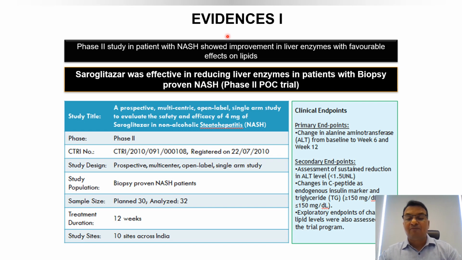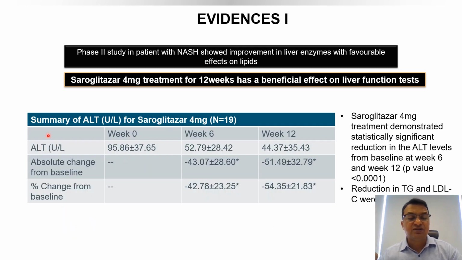Study: this is a phase 2 study conducted in India, named EVIDENCES 1. Here, biopsy-proven NASH patients were given saroglitazar 4 milligram, and as you can see here, there is a significant reduction in the primary endpoint of alanine aminotransferase, from 95 at baseline to 44 at week 12. There is almost 50% reduction in liver transaminase after 12 weeks of treatment with saroglitazar.